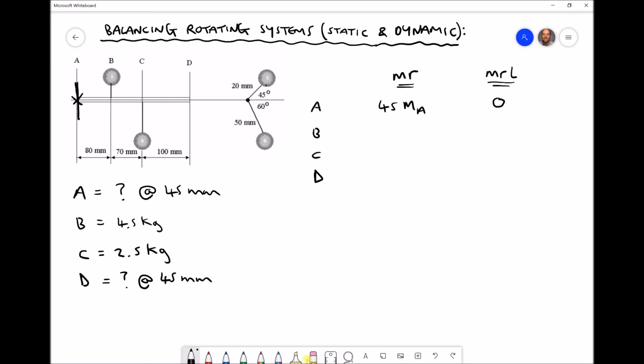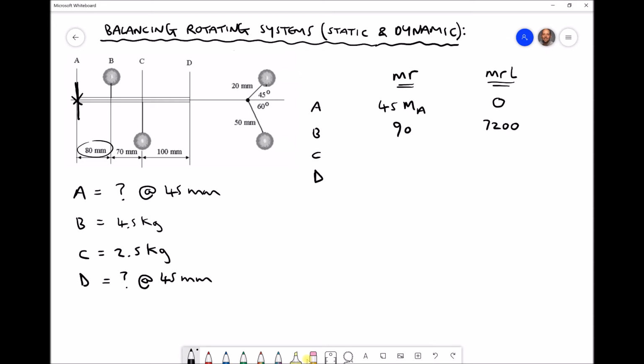Okay, let's repeat for mass B. We have a mass of 4.5 kilograms at a radius of 20 millimeters. Now once again we're going to work in millimeters. So long as we're consistent here, we can use millimeters for constructing our vector diagrams. 4.5 times 20 is just 90. And in our third column then, for mass B, we have the magnitude of the mass, 4.5, times the radius of 20, which gives us our 90, times our distance from A, referring to the diagram here, which is 80 millimeters. 90 times 80 equals 7,200.